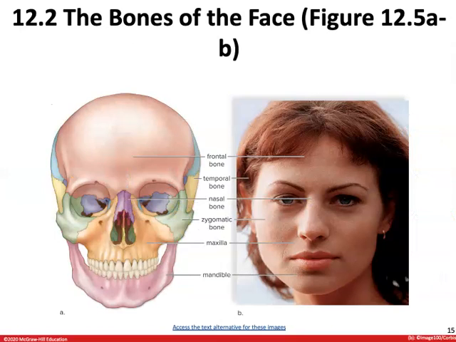So here we have the bones of the face. So we've kind of gone through the bones of the skull. Now we have the bones of the face. We have the nasal bone right in here, the zygomatic bone, maxilla, and mandible. Inside of these, especially right up here inside the face, we're going to find sinuses. Sinuses are going to be air spaces found in some cranial bones. These are going to be lined with the mucous membrane.